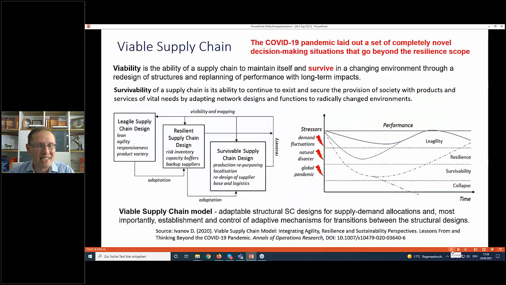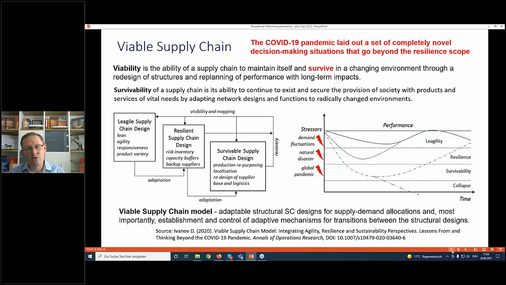Now let us start with the last topic I would like to consider today. It is: what have we learned? What did we learn through the pandemic times, and how should we improve in future? One major concept which can be developed is viability. So, viable supply chain. The COVID-19 pandemic actually laid out a set of completely novel decision-making situations that go beyond our classical understanding of resilience. And here viability can be introduced.